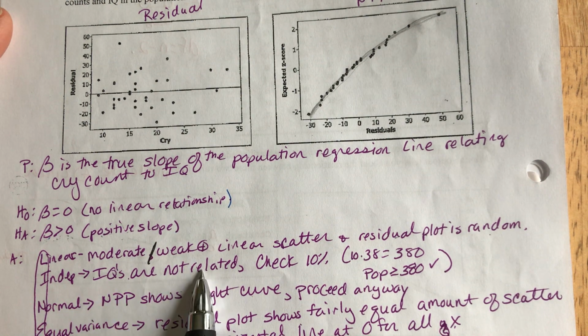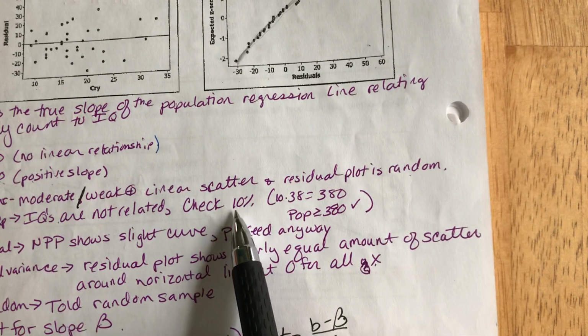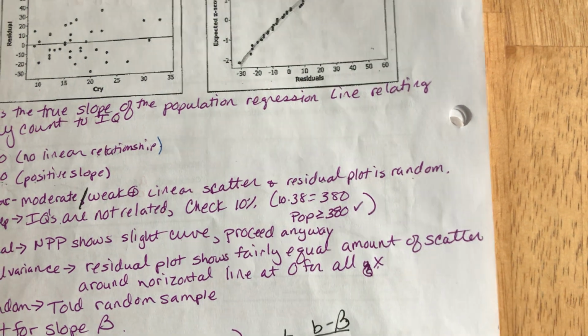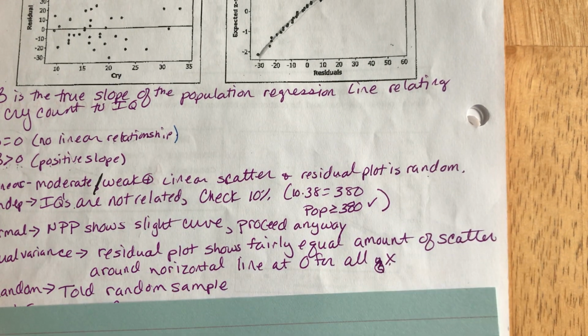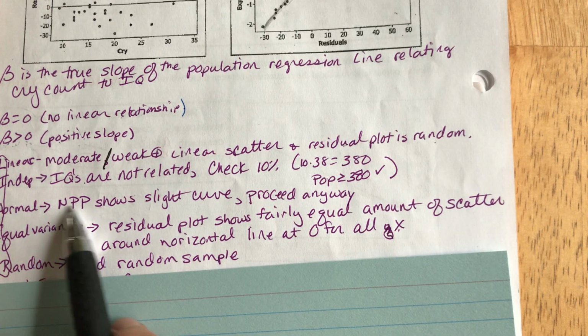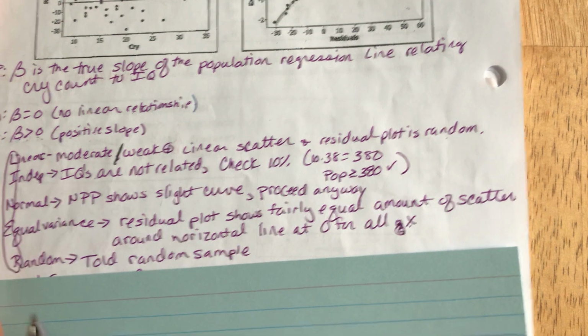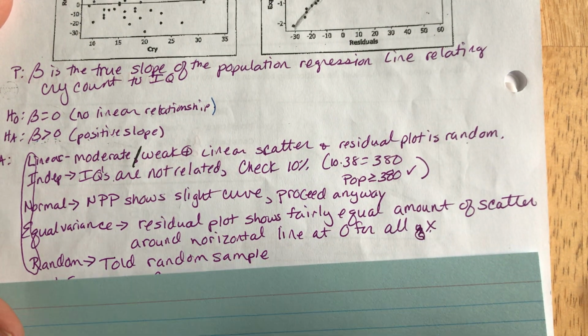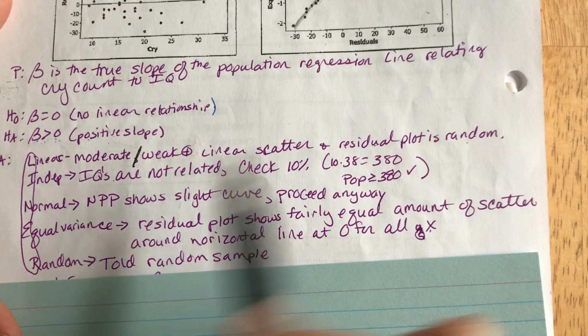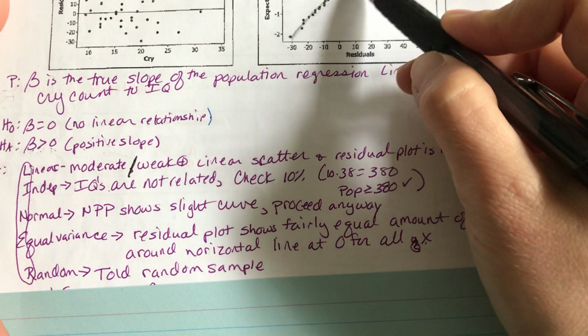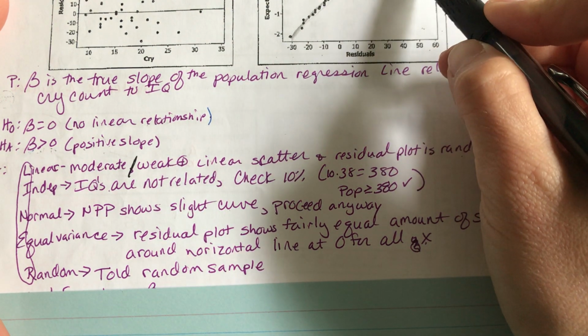Independent: IQs are not related to each other. We need to check our 10% condition. Our population of all newborns should be at least 380. Normal: we're allowed to use the normal probability plot. Hopefully your normal probability plot is going to be nice and linear, right? A linear or straight normal probability plot means that the original data set is normal. This one's showing a slight curve, but we're going to proceed anyway.